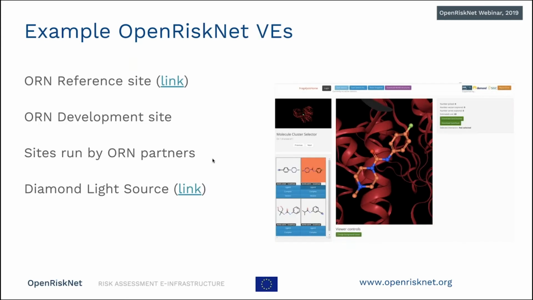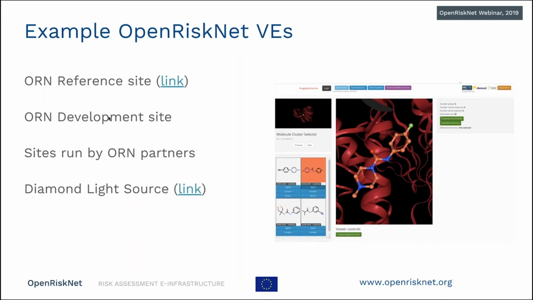So a few examples of some OpenRiskNet virtual environments. The one you might be familiar with at the moment is the OpenRiskNet reference site, which we use for demonstration and testing purposes. It's open to the public. You can just come in, log in, and sort of kick the tires and find out how it works. So that's the best place to go if you want to find out what sort of beast it is. It's not designed for production workloads. For that, the expectation is you would deploy your own virtual environment into your own environment.